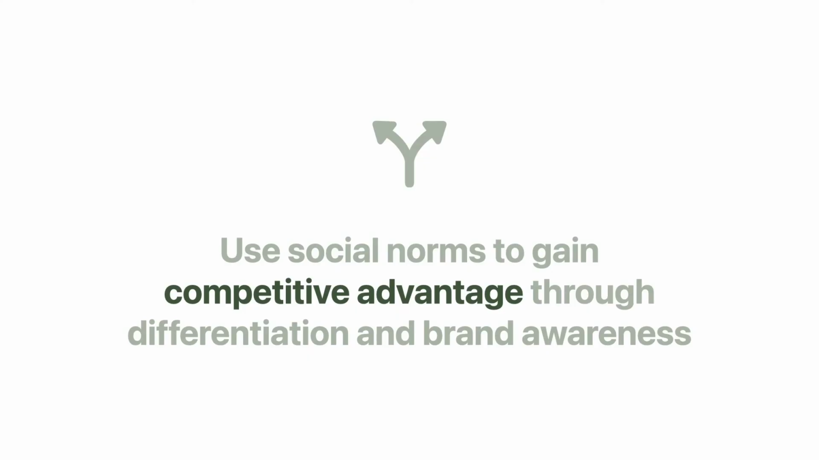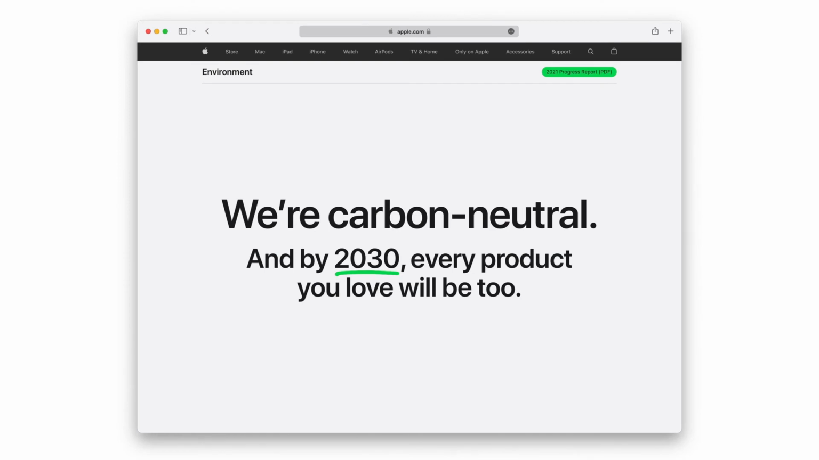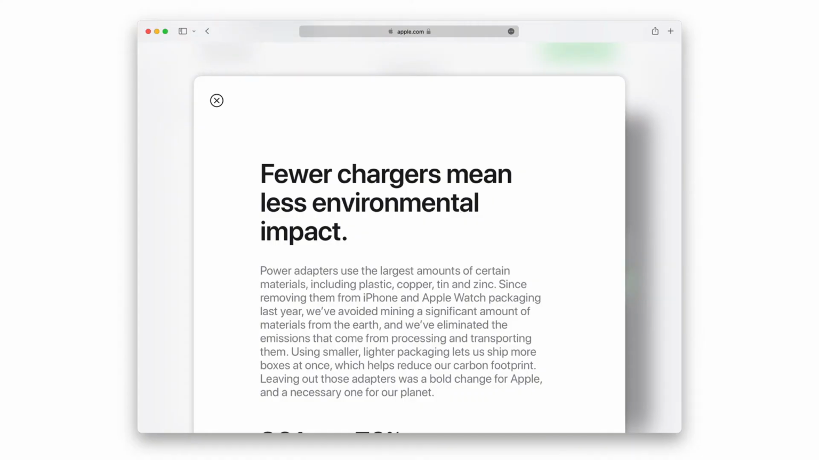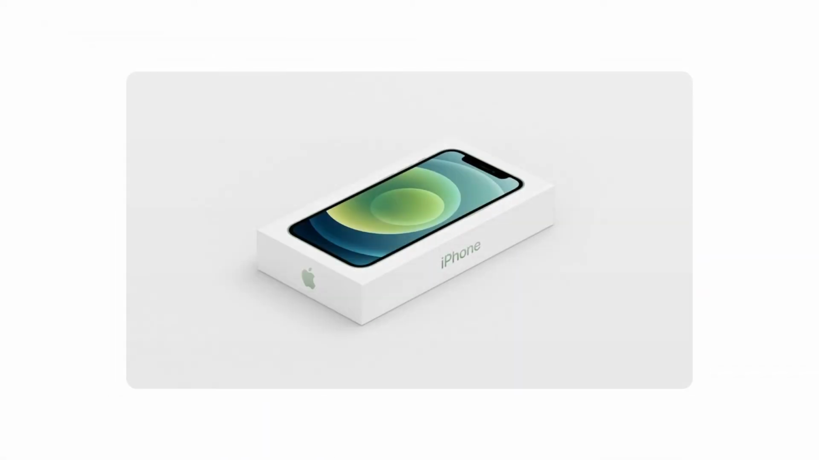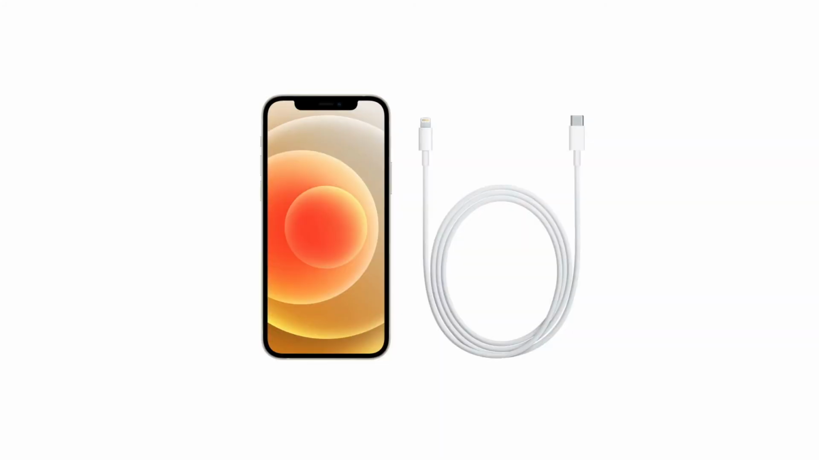The second group of companies use social norms to gain competitive advantage through differentiation and brand awareness. Similar to Sweetgreen, Apple is also planning to go carbon neutral by 2030. And one of the steps is to be the first company to ship their product without a charger. When the product was first launched in 2020, it received a lot of negative feedback from customers, saying that a $1,000 purchase should come with a charger.